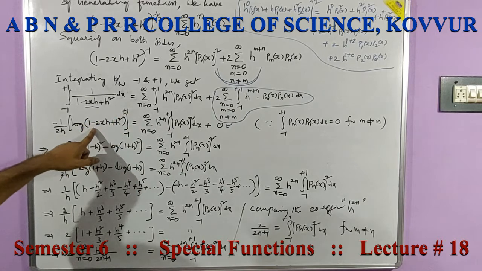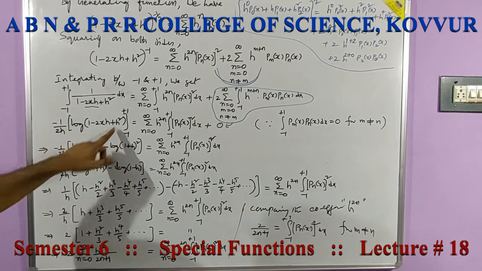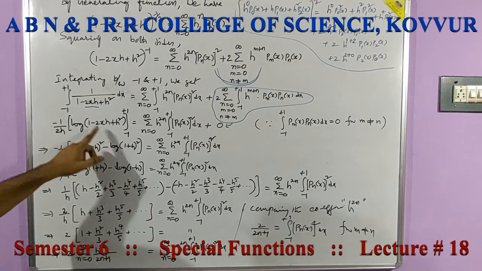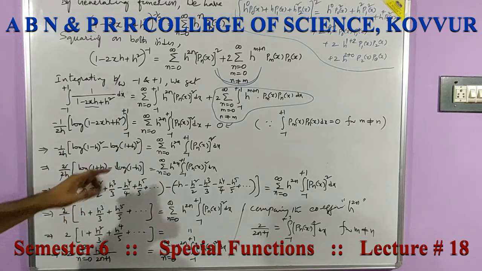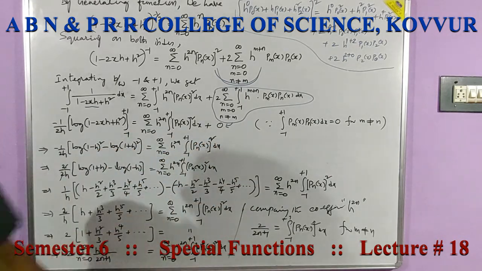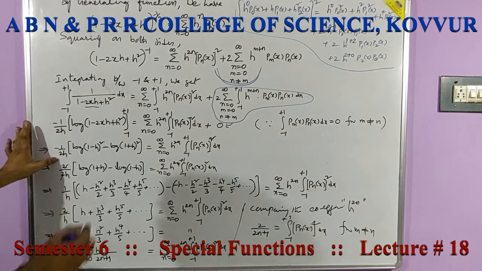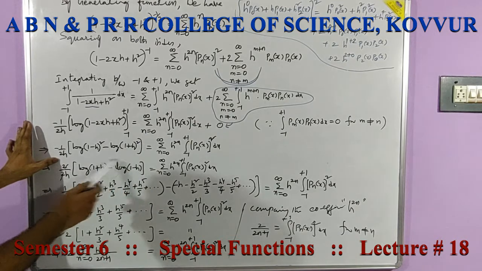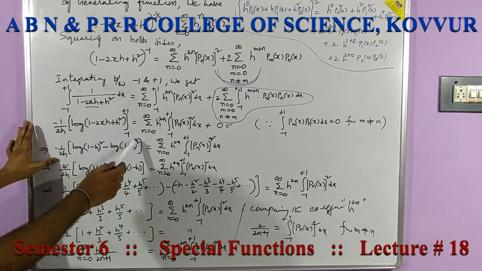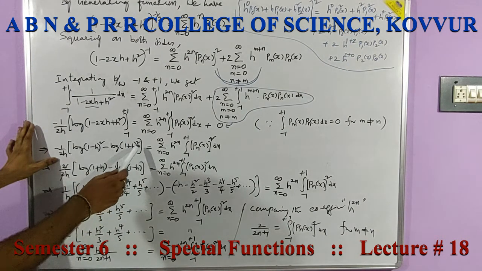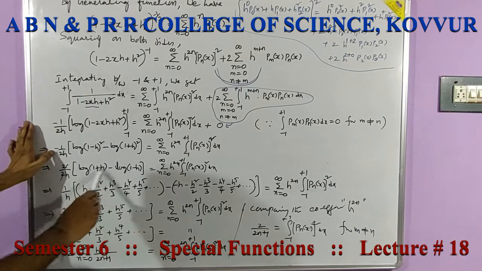If you apply the upper limit, 1 minus 2h plus h square becomes 1 minus h whole square, minus log of the lower limit. In place of x, if you put minus 1, that is 1 plus 2h plus h square, that means 1 plus h whole square. The right hand side will continue like this. On the left hand side you have minus 1 by 2h, and taking out the 2 and the negative sign, log 1 minus h whole square minus log 1 plus h whole square.